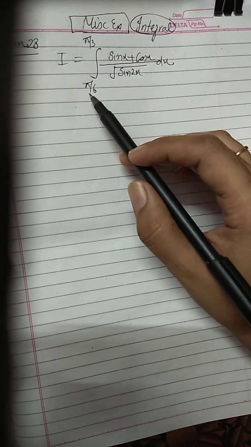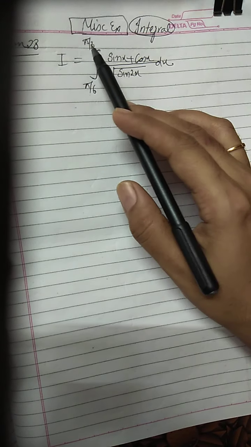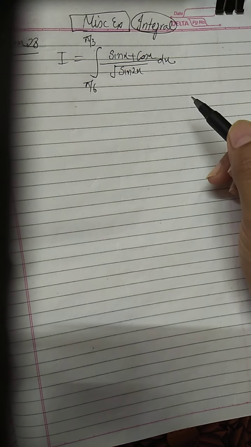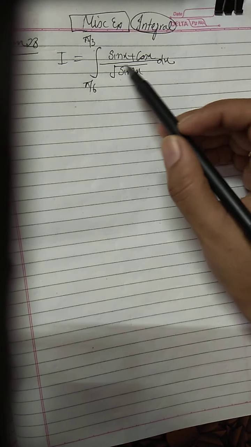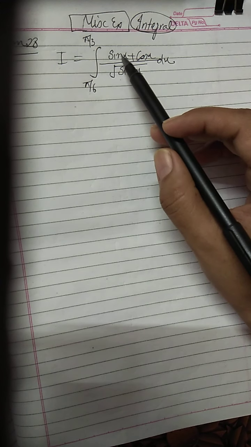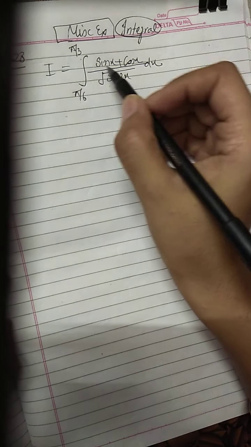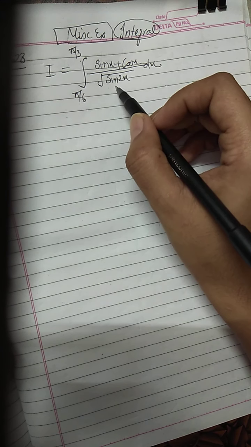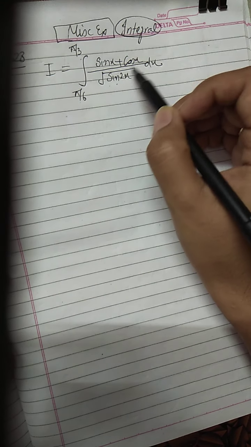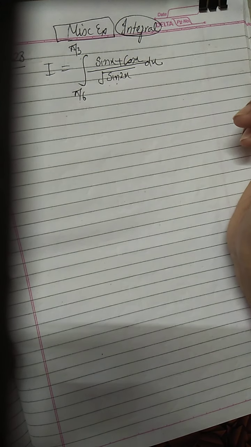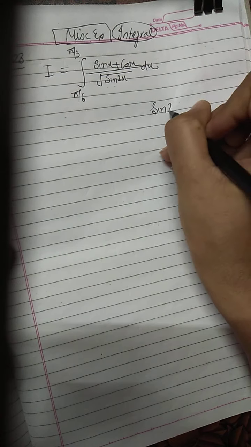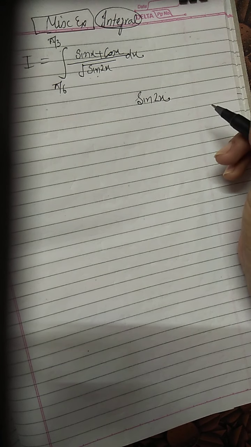I have taken the statement here. The limits are from pi by 6 to pi by 3, that means 30 degrees to 60 degrees, sin x plus cos x in the numerator, and the denominator is root of sin 2x. Here, if we observe, we have sin 2x, and in the numerator sin x plus cos x. So I have to make some arrangement in the denominator such that the sin x plus cos x numerator term can be obtained as the derivative.